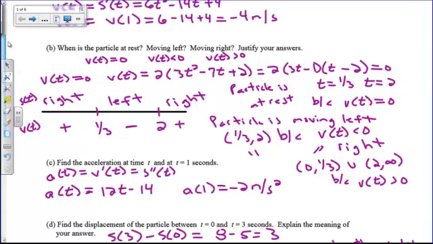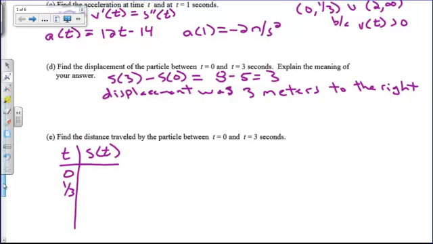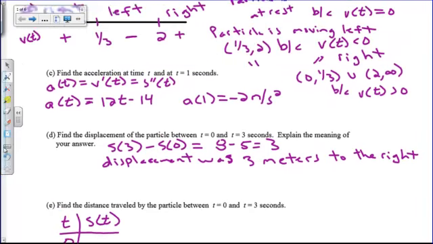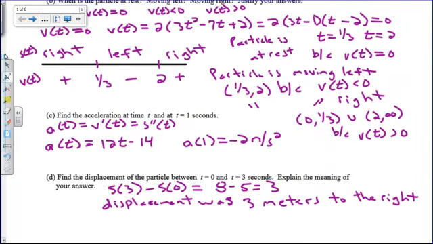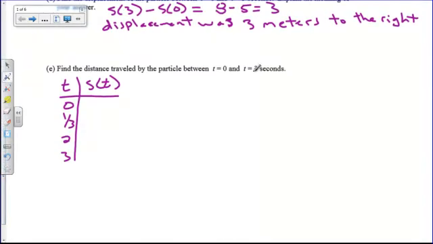So let me show you how I would organize this. I will have this little table, t and s of t. And I'm going to get these from a calculator, and I'm going to plug in all of our critical points and our endpoints. So 0, 1/3, 2, and 3. 1/3 and 2 were critical points. They came from where the velocity was 0. That's where the particle can change direction. And then 0 and 3 are my endpoints. And I plugged these in on the calculator, and I got 5 at 0. At 1/3, it's 5.6296. At 2, it was at 1, and at 3, it was at 8.